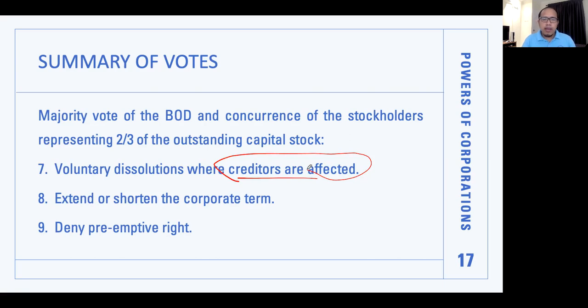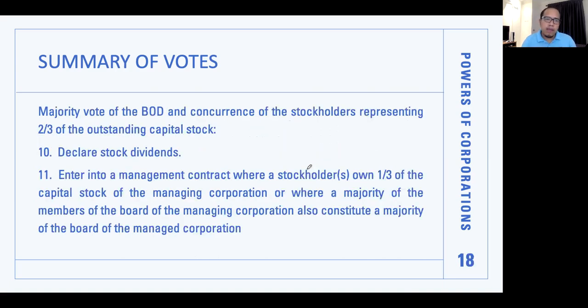The decision to extend or shorten the corporate term, majority 2/3. The decision to deny the preemptive right, ito yung vote required to deny the preemptive right. If you will not be deciding upon this matter, then preemptive right will continue to exist. The majority vote of the board, 2/3 vote of the outstanding capital stock. The declaration of stock dividends will require majority vote of the board, 2/3 of the outstanding capital stock. And yung matter kanina, the management contract.